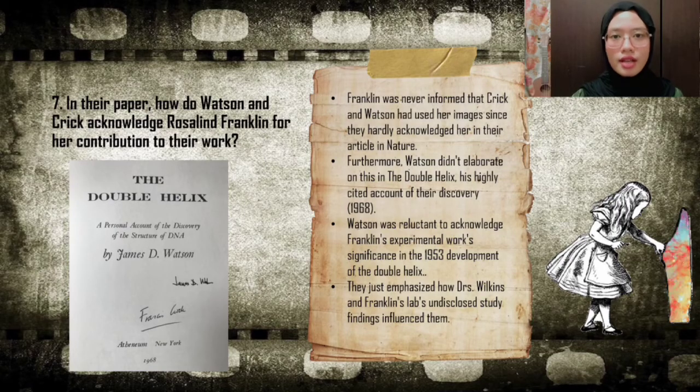So this is the last question for part 2. Franklin was never informed that Crick and Watson had used her images, since they hardly acknowledged her in their article in Nature. So Watson was very reluctant to acknowledge the significance of Franklin's experimental work in the 1953 development of the double helix.